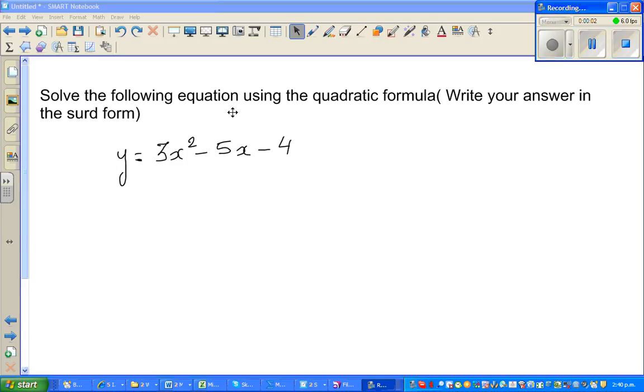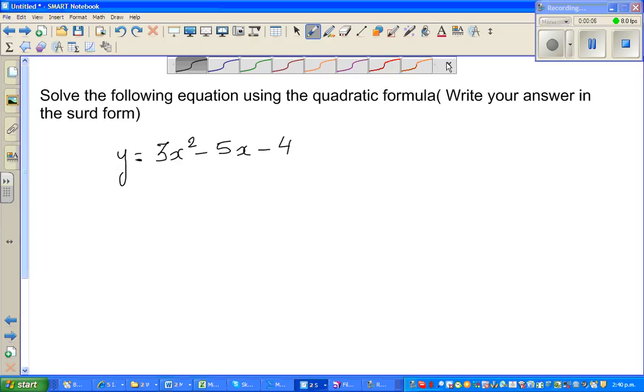In this video, I'm going to show you how to use the quadratic formula to solve a quadratic equation, obviously. So this is an equation, and you want to write the answer in the third form. Okay, I'll explain the third form when it comes. So here the question is y is equal to 3x squared minus 5x minus 4.